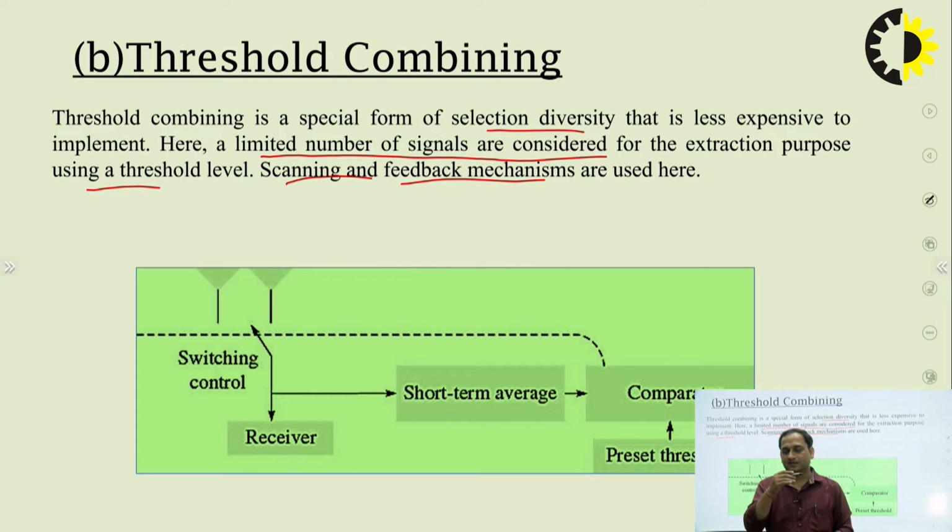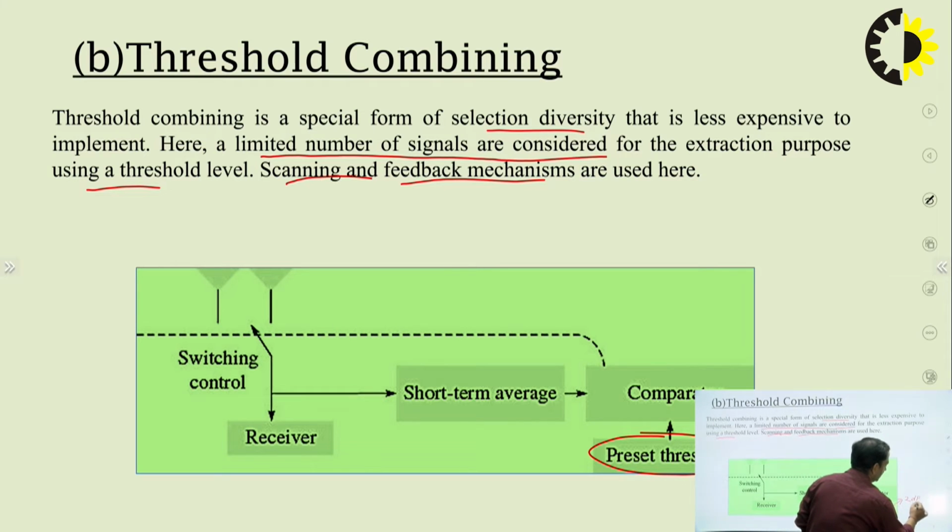So in this process of SNR scanning, we set a threshold value. This threshold value can be set; suppose, just for example, I am taking this as 2 dB. If this is 2 dB, which is the threshold value, then any signal value above 2 dB will be selected. Any signal strength less than 2 dB will be rejected.